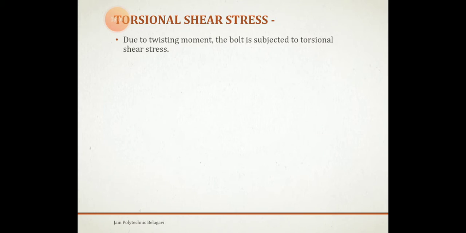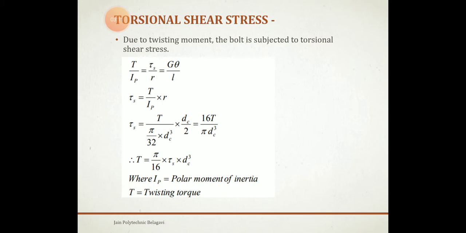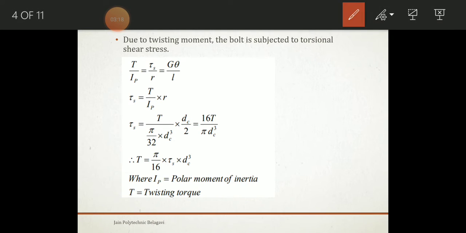Next, shear stresses due to the twisting moment. When we rotate the nut or bolt, they are subjected to shear stress, that is the twisting moment. For that we have to find out the torque, T equal to pi by 16 times tau s times dc cubed. This is the main expression, where tau s is the shear stress acting on the bolt, and dc is of course the core diameter.